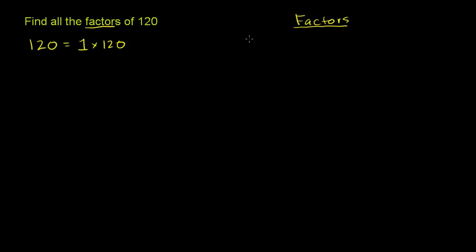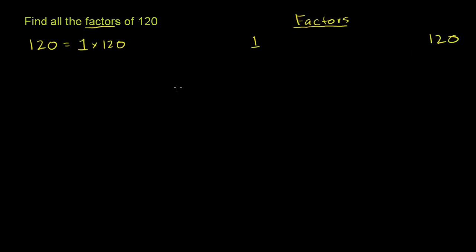So 1 is a factor at the low end. 1 is its smallest factor. And its largest factor is 120. You can't have something larger than 120 dividing evenly into 120. 121 will not go into 120. So the largest factor on our factors list is going to be 120.